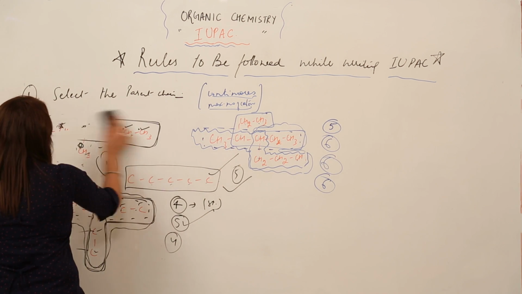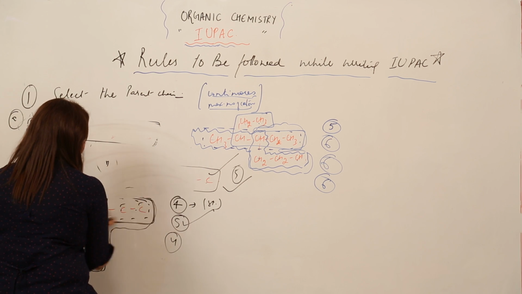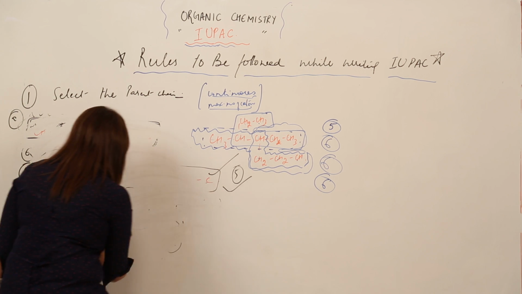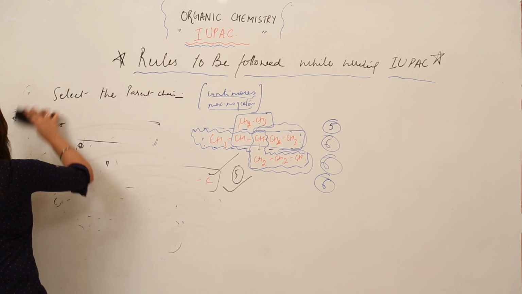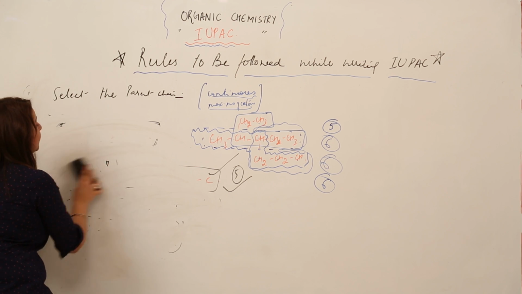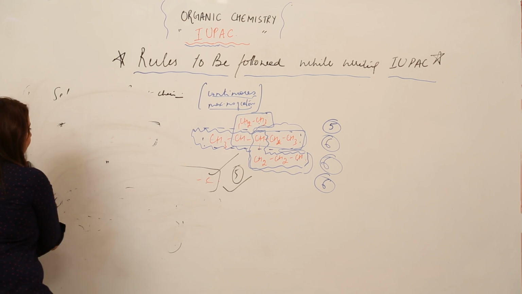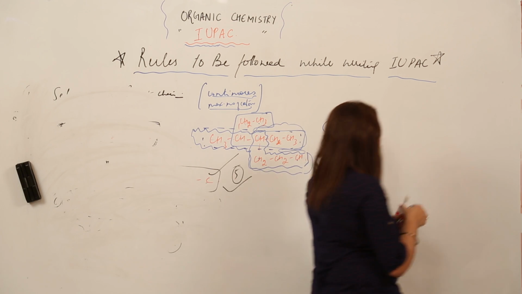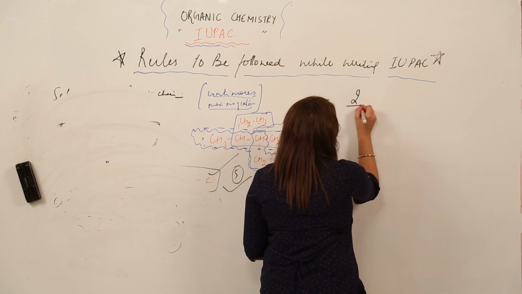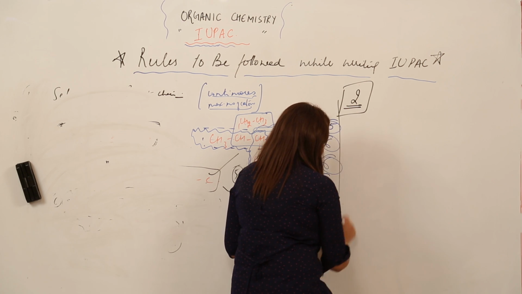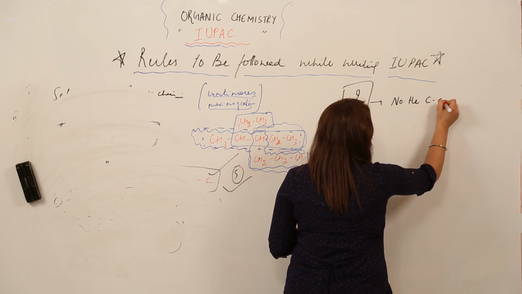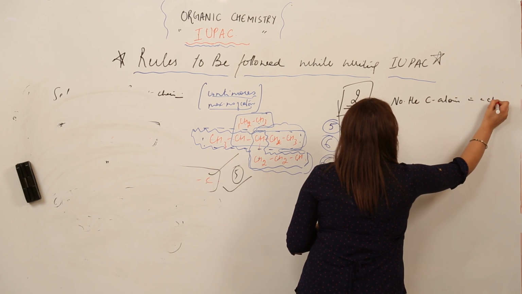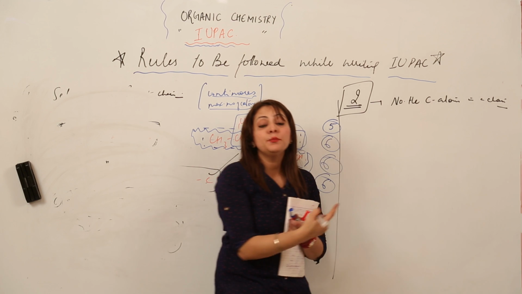Now I'll be explaining the second rule. After selection of the parent chain, the second step is to number the carbon atoms present in the chain, right. So I'll just write it here. What is the second step? The second step is to number the carbon atoms in a chain. It is a very important step, right.